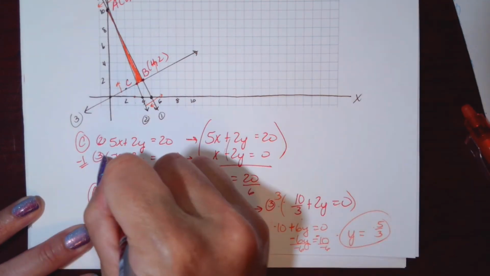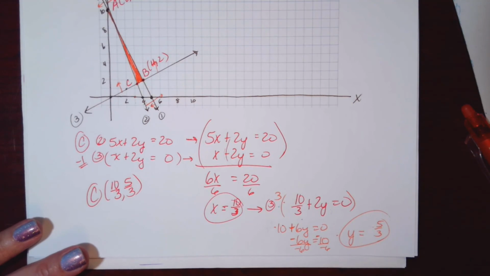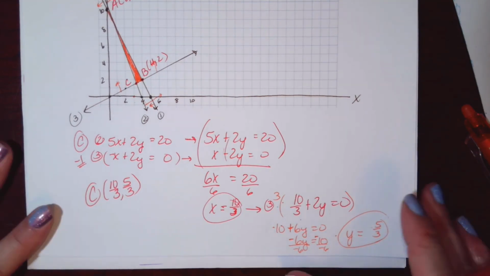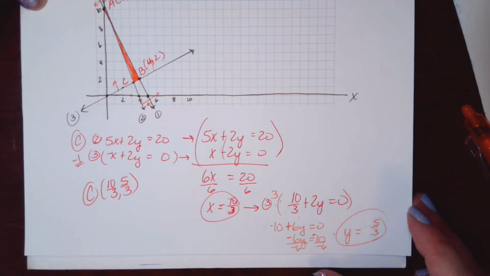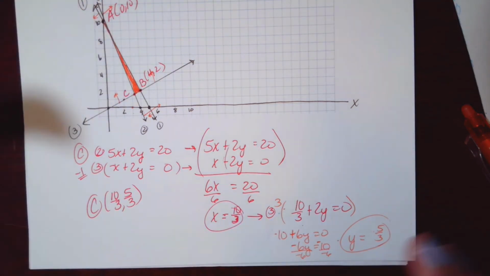Everyone makes mistakes. The trick is learning to identify where your mistakes were made so that you can, first of all, notice you've made a mistake and then identify where they were made so that you can figure out how to correct them. Okay, let's move on to the next part.